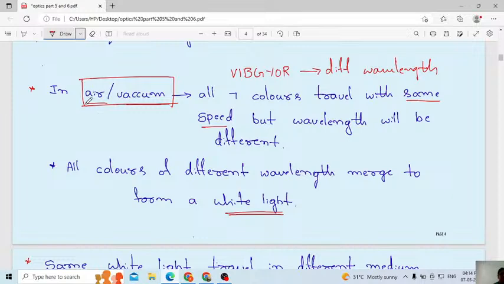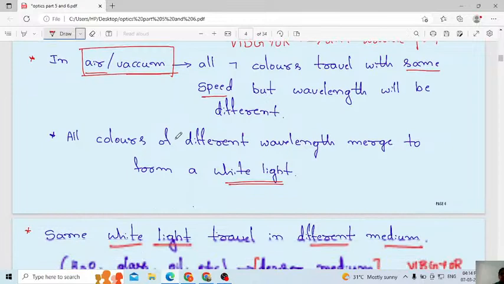Therefore when light travels in air or vacuum, it will not split into 7 different colors. It remains the same white light. This is a very important concept. Maybe in the exam they may ask why, when white light travels in air or vacuum, it does not split into 7 different colors. Because all the 7 colors travel with the same speed, even though they have different wavelengths. That one you have to remember.